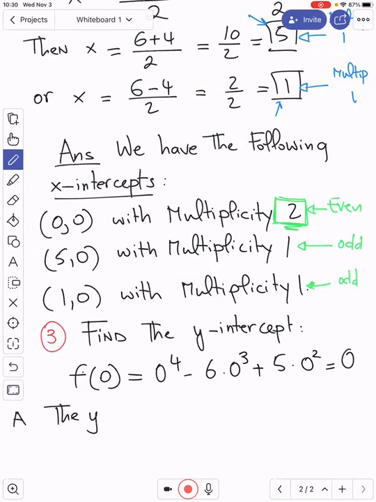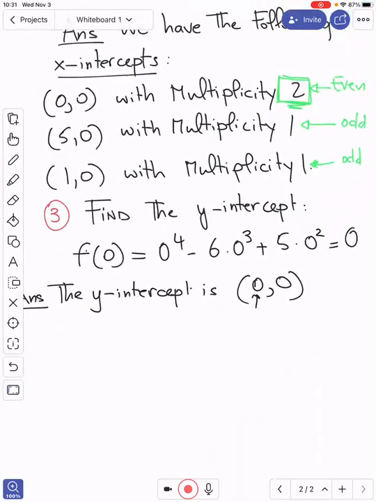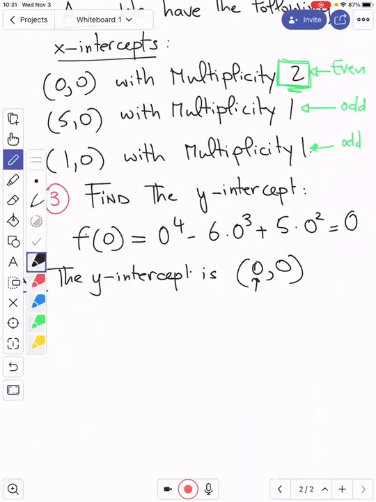So the answer, the y-intercept is 0. So it's (0, 0), of course. The first 0, that's because your x is always 0 in the y-intercept. All right, so then we can graph our function f, the graph of f.